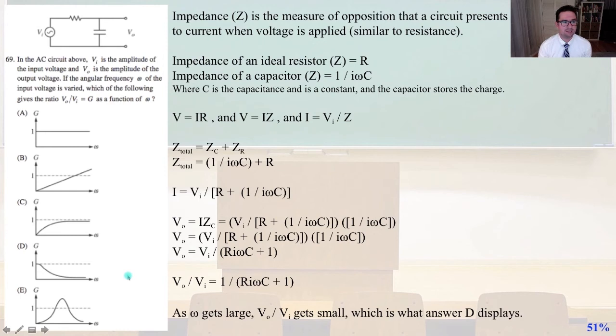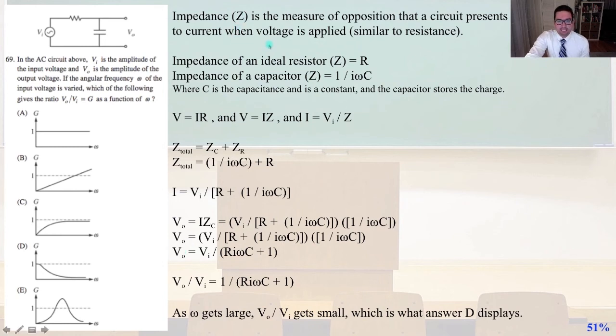69. In the AC circuit above, VI is the amplitude of the input voltage and VO is the amplitude of the output voltage. If the angular frequency ω of the input voltage is varied, which of the following gives the ratio of VO over VI equals G as a function of ω?